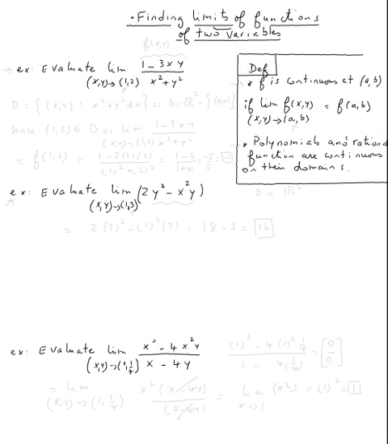The topic is finding limits of functions of two variables. So let's do the first example. Evaluate the limit of (1 minus 3xy) over (x squared plus y squared) as (x, y) approaches (1, 2).